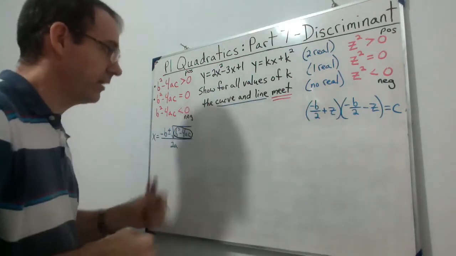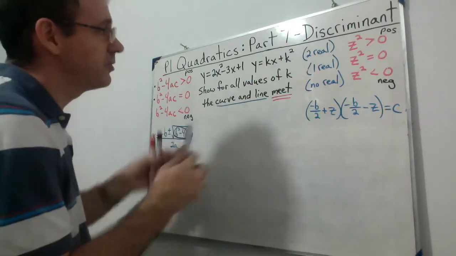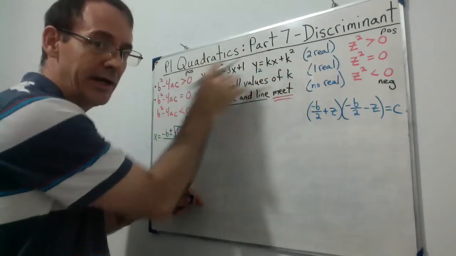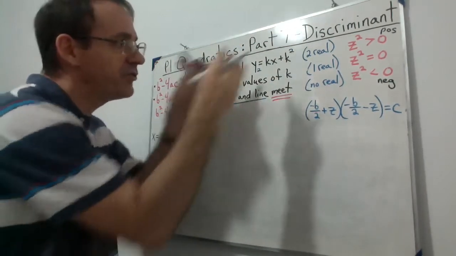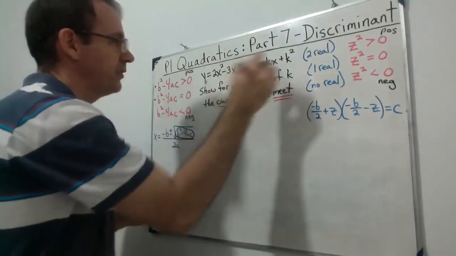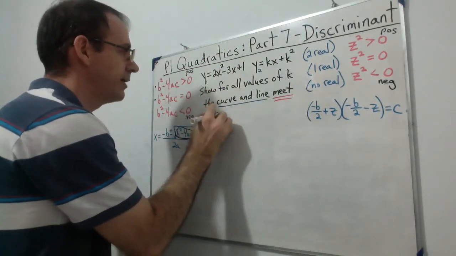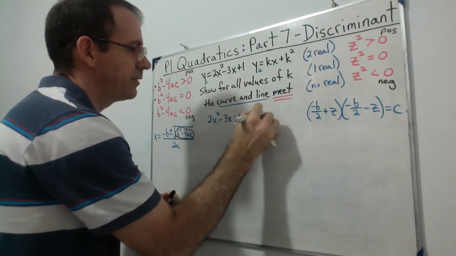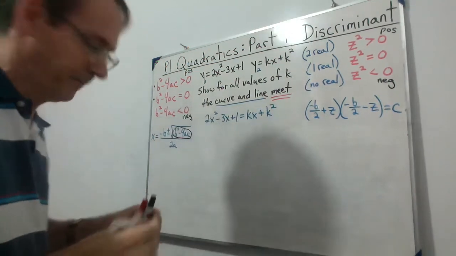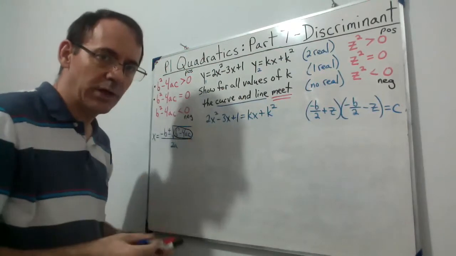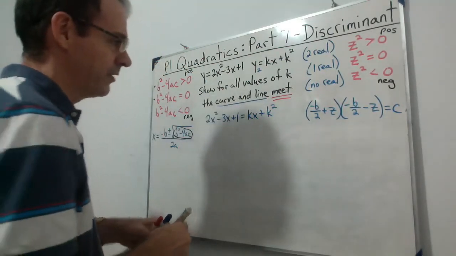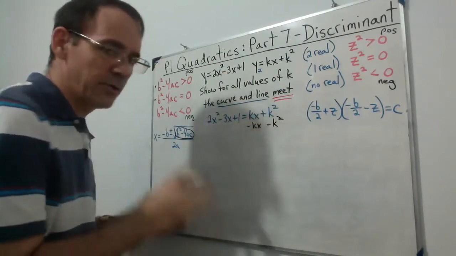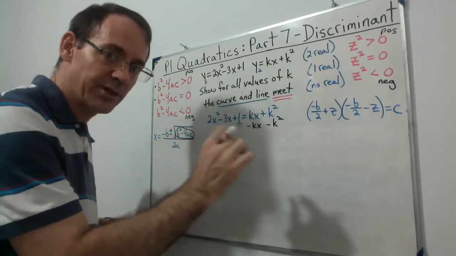So we're going to start off with, again, we have to go back. If they meet, then that means our y1 equals y2, that our one equation is actually intersecting the other equation. So if we set these equal to each other, we get 2x squared minus 3x plus 1 is equal to kx plus k squared. Now we want to get everything on one side and set it equal to 0. So we're going to subtract the kx and we're going to subtract the k squared, and we're going to put them in order according to their like terms.